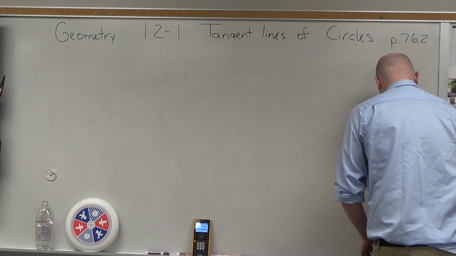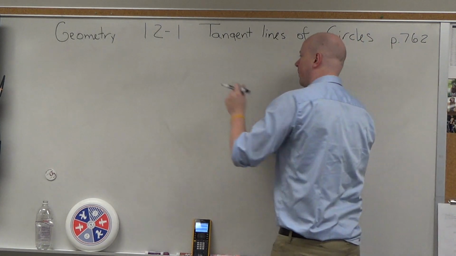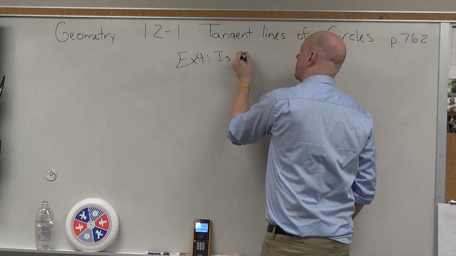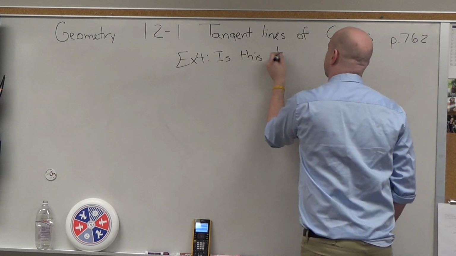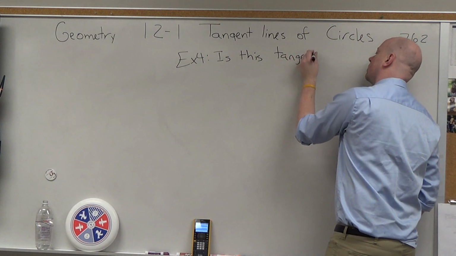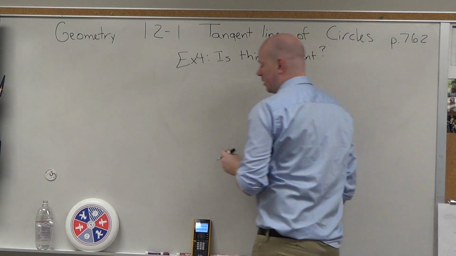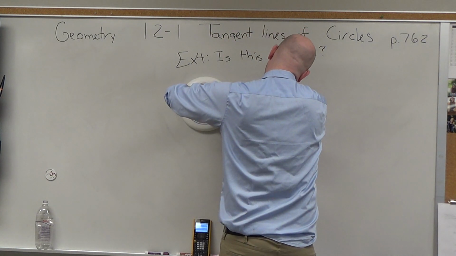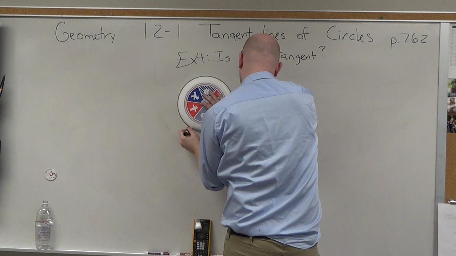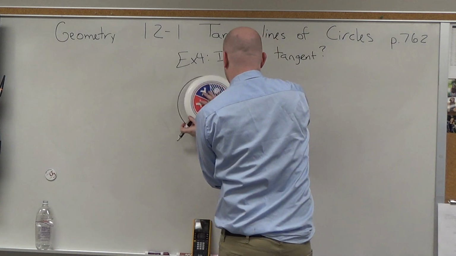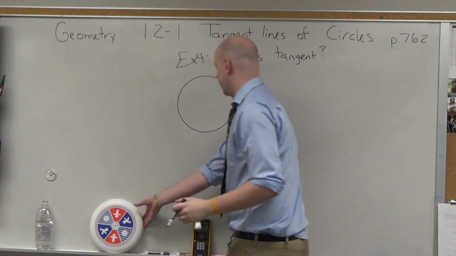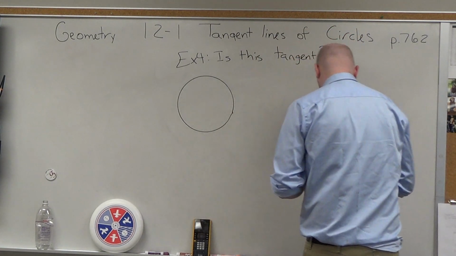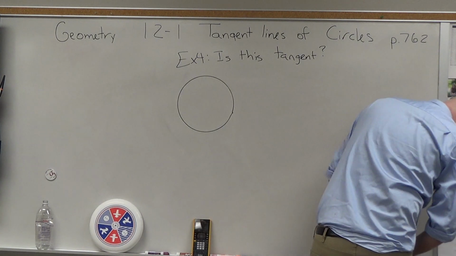Okay, so example 4 is: is this tangent? Question mark. So again, circle. You definitely see where I messed up, ran into my own hand. So let's see, I need more color. Numbers 26 and 24.